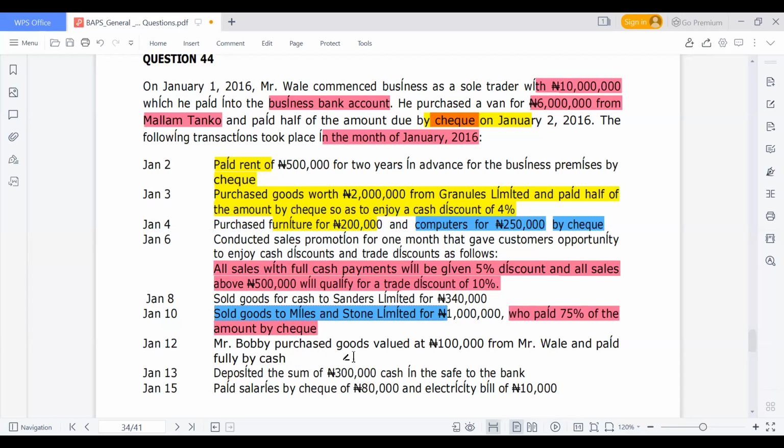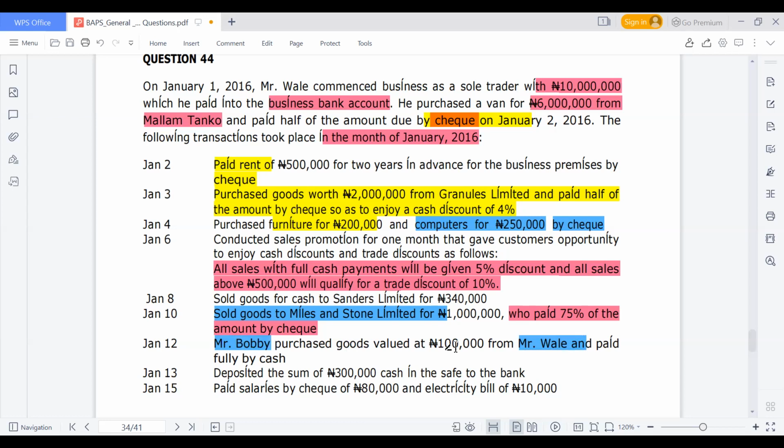12th now. Bobby purchased goods valued at 100,000 from Mr. Wally and paid in full by cash. So who is Bobby and who is Mr. Wally? Mr. Wally is the owner of the business. So that means our customer name is Bobby.